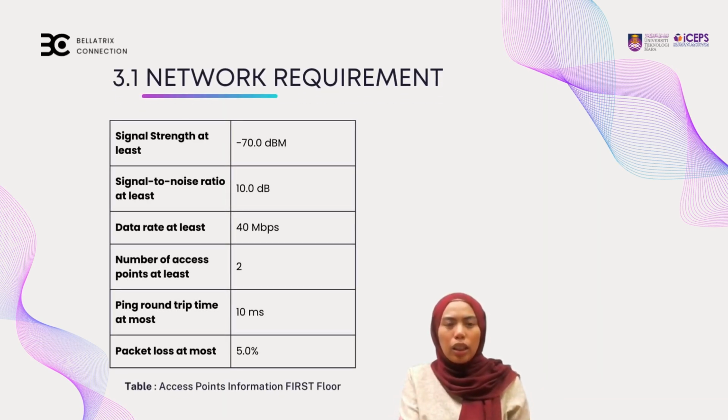Next is the info table of access point information at first floor. This is the same as the ground floor, but the difference is the number of access points is 2. Access points allow wireless devices to connect to the wired network. On this floor, we set two access points for each department to ensure good coverage for the area. We divide APs by department, R&D department and information technology.